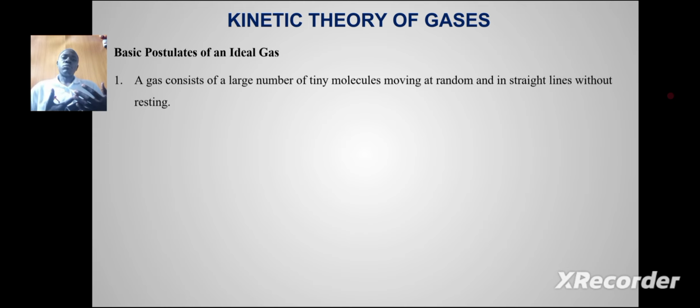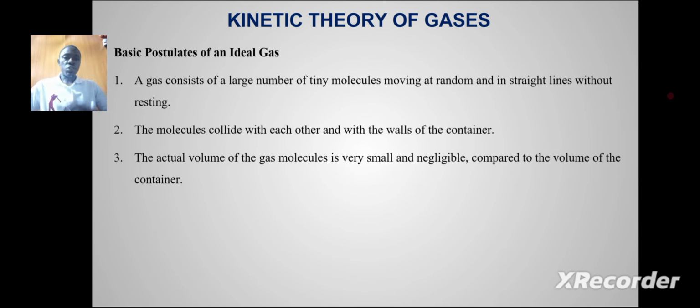The first postulate states that a gas is made up of a large number of molecules that move randomly in a straight line. So gas molecules are constantly in motion, and they move in straight lines. The second postulate states that these molecules collide. There are many such molecules always in motion, so we expect them to collide with themselves and then with the walls of the container. That's what the second statement is saying.